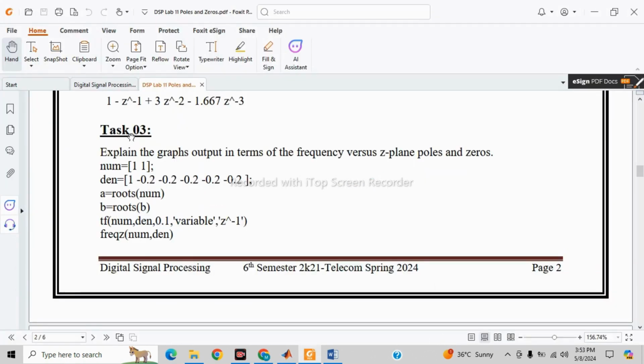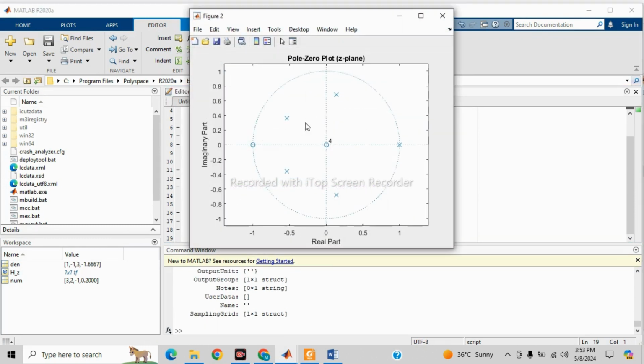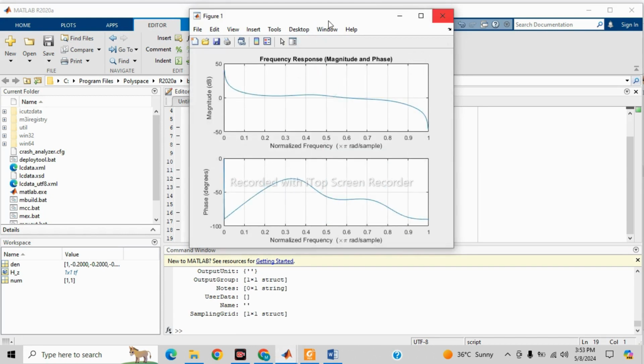Next we have task number 3, which is explain the graph's output in terms of the frequency versus Z-plane, poles and zeros. Here is the code I have to implement in MATLAB. So this is the code I have written in MATLAB, and the output for this is here, pole zero graph in Z-plane, and this is the frequency response, magnitude in decibels and phase in degrees.